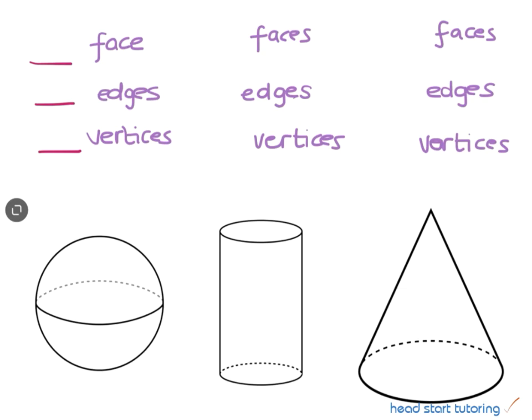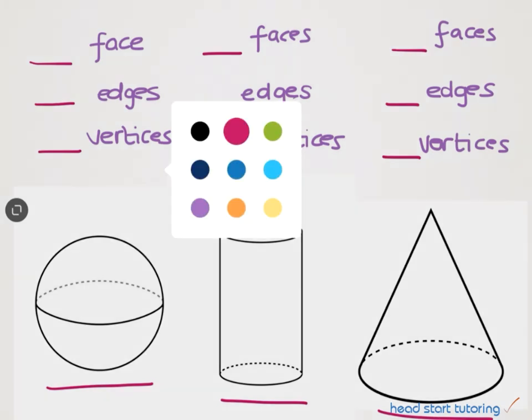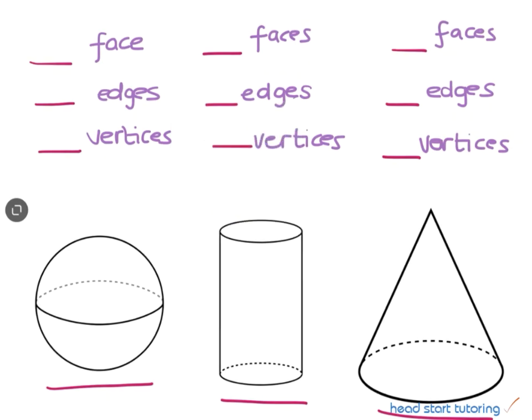We are going to have a look at how many faces, edges, and vertices our sphere, our cylinder and our cone have. So how many faces, edges, and vertices do these solids have? Let's first have a look at our sphere. A sphere only actually has one face with 0 edges and 0 vertices. And that is because it is a circular solid.